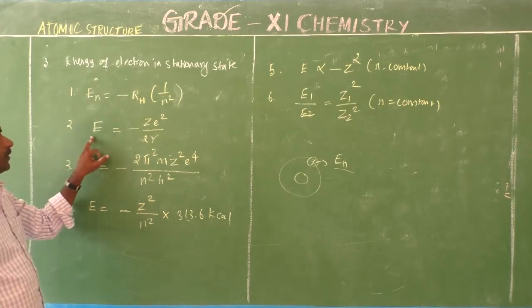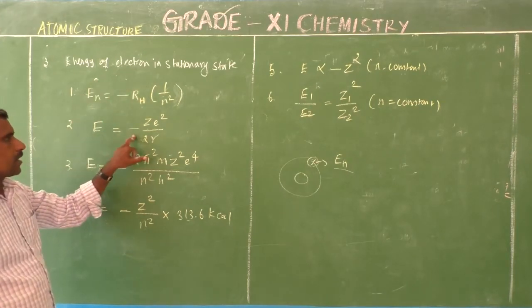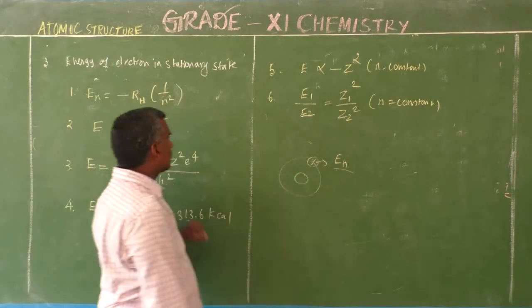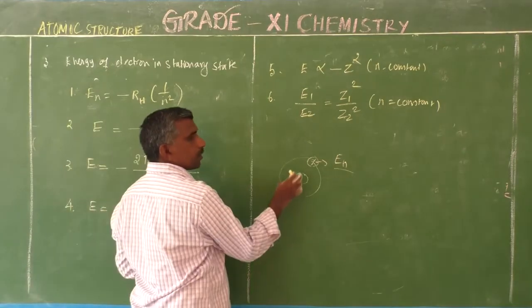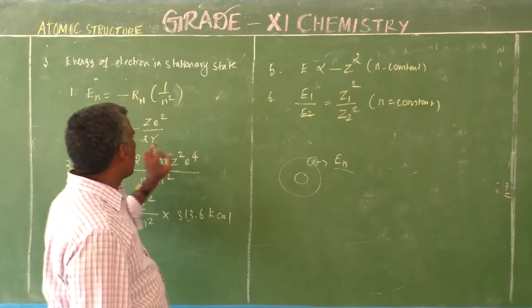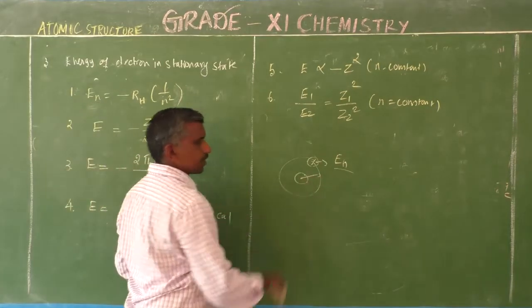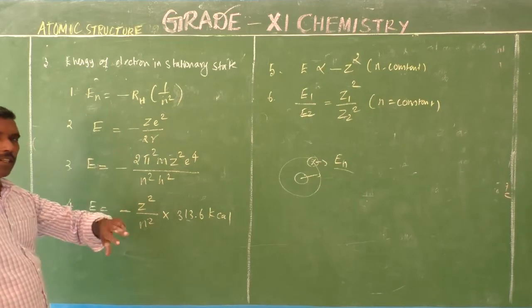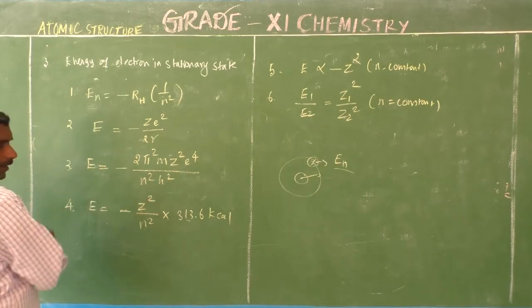Another formula is E is equal to minus Z e squared by 2r. Z is the atomic number, e is the electron charge, and r is the radius. Suppose the electron is present in the first shell or second shell, that is the radius. Now this is the formula. The third formula is very important.